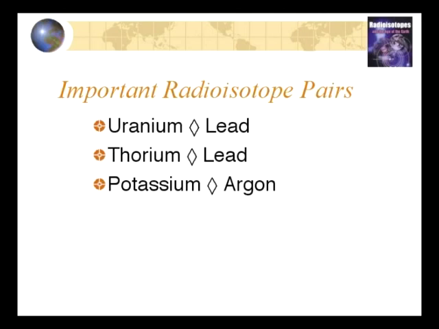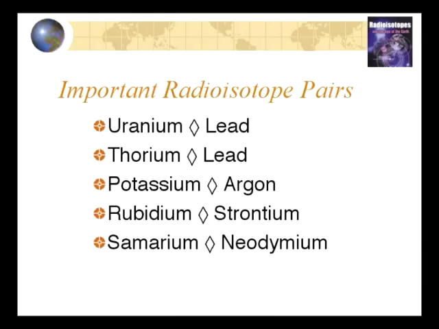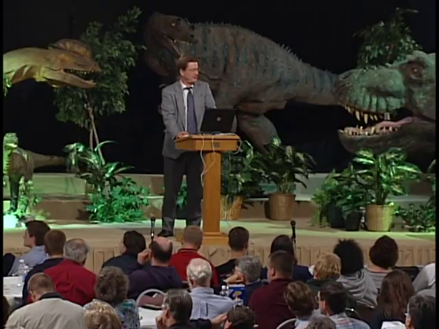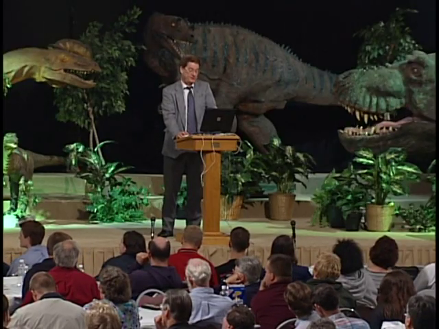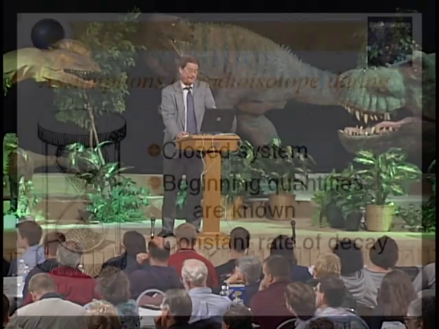Argon changes to... Rubidium changes to strontium. Samarium is a rare earth element, is radioactive. It transforms itself to neodymium, another rare earth element. And carbon, some carbon is radioactive, that's carbon-14. It transforms itself back to nitrogen-14. So those are some of the radioisotopes that are useful.